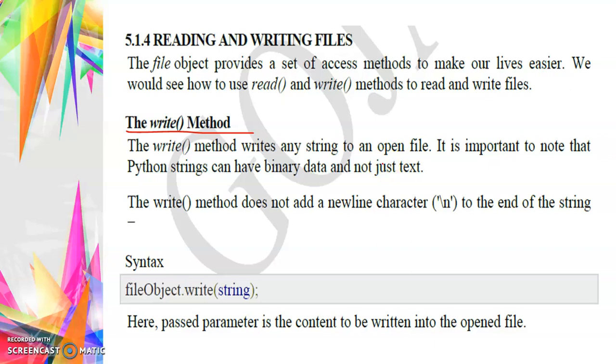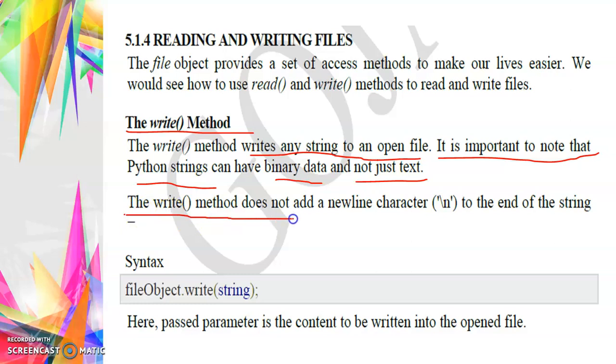If you're going to perform some operation on your file, the file must definitely be open. The file will be open, and after that only we can perform the operation. So the write method writes any string to an open file. It is important to note that Python strings can have binary data, not just text. So you should use the write method when reading and writing files.